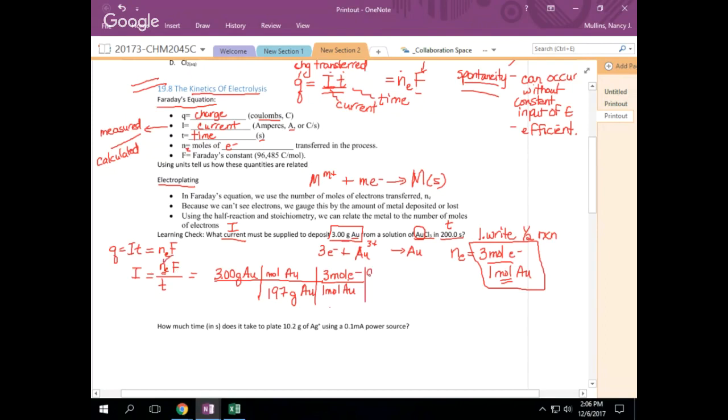I know Faraday's constant, 96,485 coulombs per mole of electrons. And I was told the time of 200 seconds. So apparently 22 amps of current.